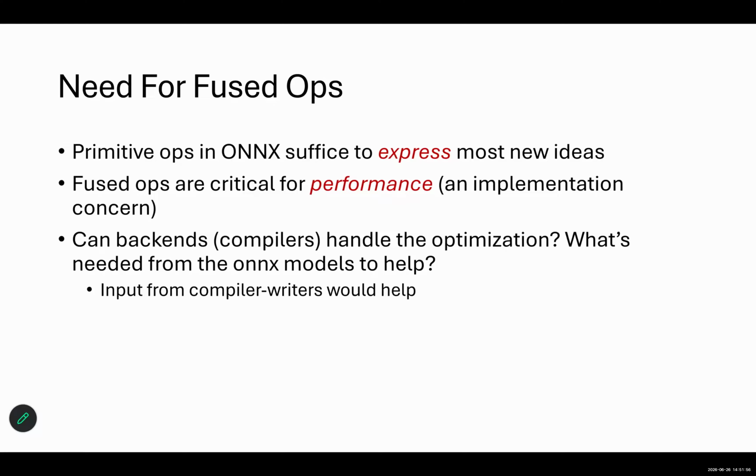Again, input from compiler writers would help, but the reason for the fused ops has been some of the challenges in actually doing this automatically in a compiler, because you run into this fusion problem trying to identify a large subgraph that implements a particular op. And basically, the fused ops help the compilers by providing hints upfront. Essentially, that's what they are doing.